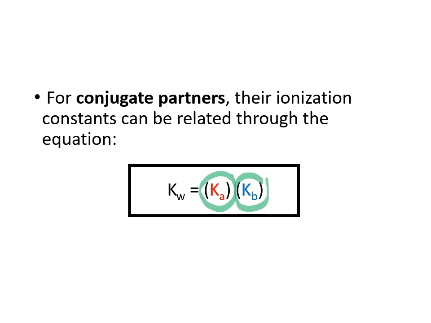And so it turns out that the Ka and Kb of any conjugate partners, and they have to be conjugate partners, the Ka value multiplied by the Kb value of its conjugate partner will equal Kw, which we know is 1 times 10 to the negative 14. So if we have the Ka value, we can find the Kb value of its conjugate partner, or vice versa, because Ka times Kb of any conjugate partners will give us this Kw value of 1 times 10 to the negative 14.